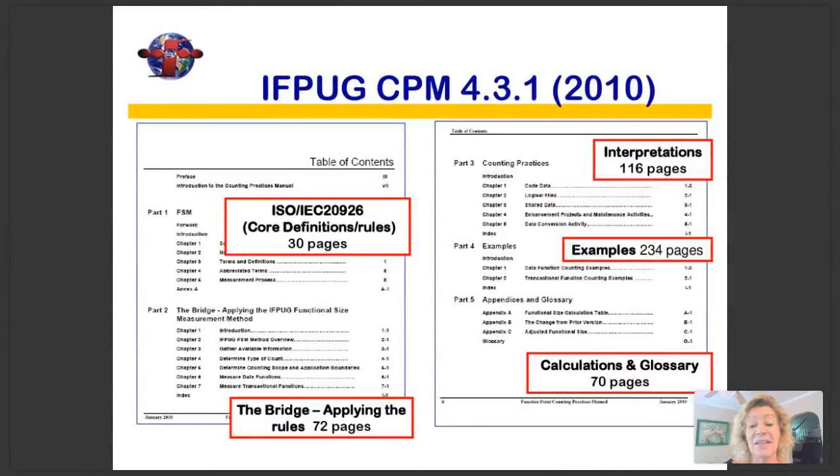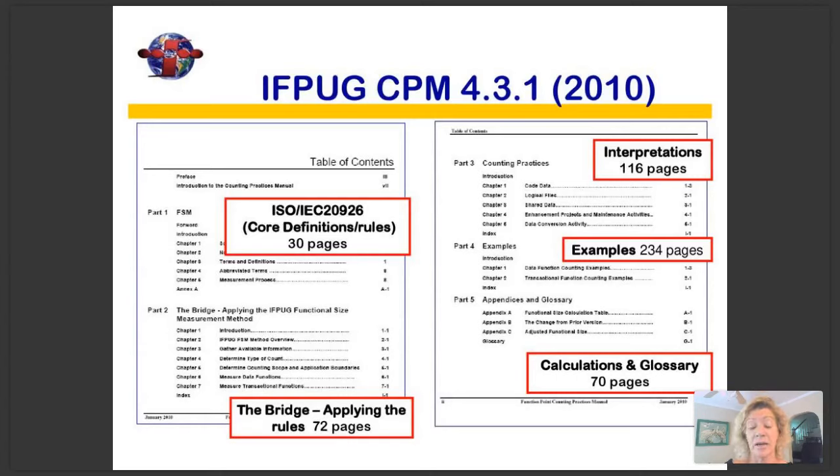So the Counting Practices Manual, as I mentioned to you, has 5 different parts. The calculations in the glossary are at the end. That's the last 70 pages. And that's where it says appendices and glossary. So what I would do when I go into the exam is I would immediately rush to and take a look at the calculations that are listed there. I would write them down.